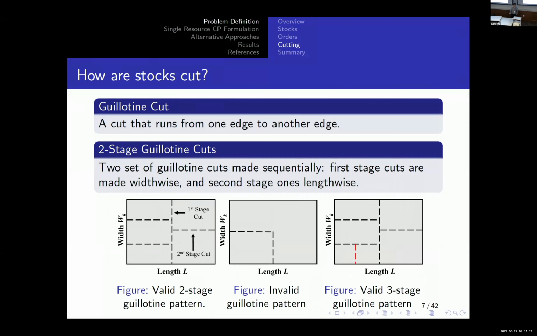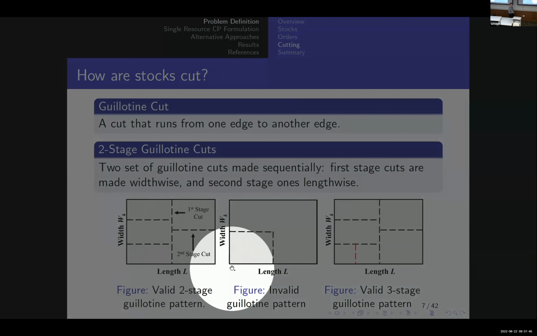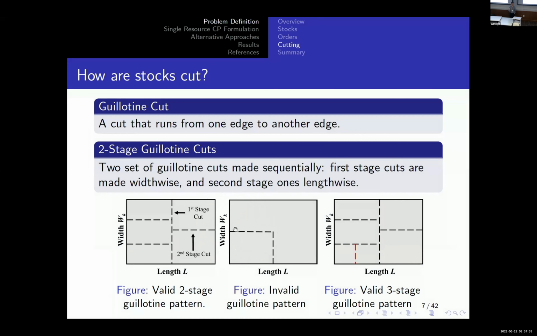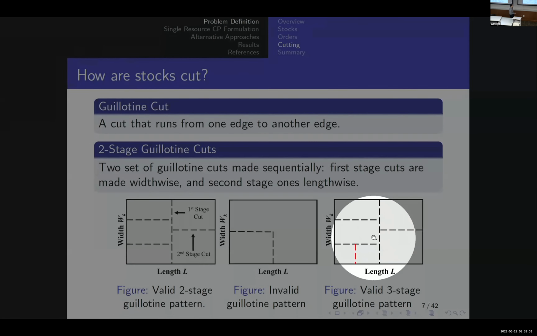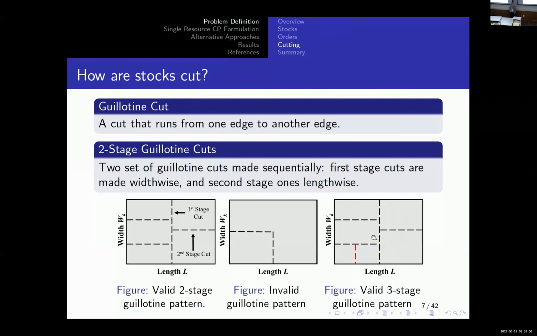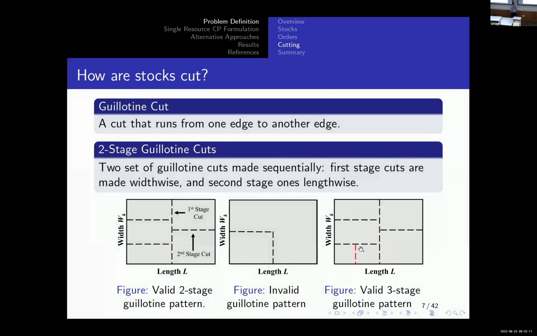To further stress this point, we provide some examples of invalid guillotine cut patterns. Again, on your left-hand side, that's what I showed you earlier, a valid 2-stage guillotine cut pattern. In the middle, this is an invalid guillotine cutting pattern, because the cut stops right in the middle of the stock. It doesn't run from one edge all the way to the other. Finally, on the right-hand side, this is a valid 3-stage guillotine cut pattern, but not a valid 2-stage guillotine cut pattern. The reason is this little cut highlighted in red, which needs to be executed with the 3rd stage of guillotine cuts.